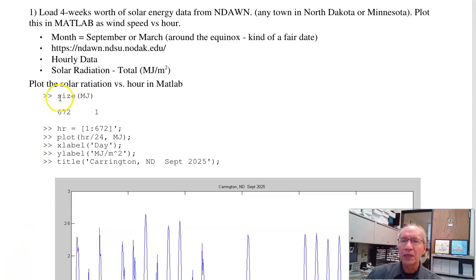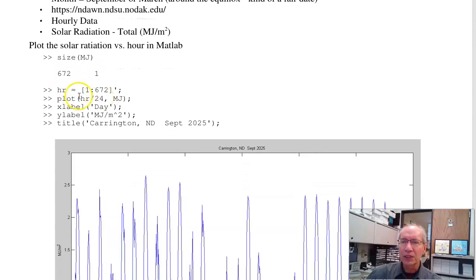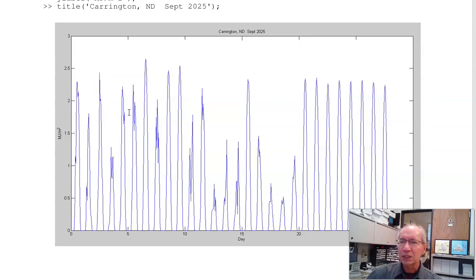So here in Matlab, I copy-pasted it and gave it the variable name megajoules. I've got 672 data points. Then if I plot it, this is the solar intensity in Carrington, North Dakota for the month of September 2025. And you can see the sunrise, sunset, cloudy days, sunny days. That's the raw data right around the equinox.